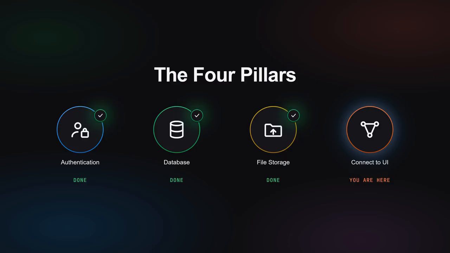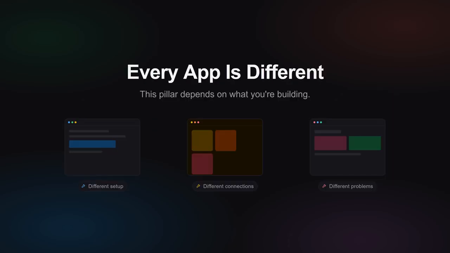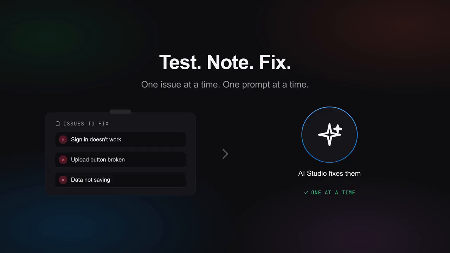We've now arrived at the last pillar, which is connecting everything to the UI. And this one is a little different from the first 3 because it's not something you just toggle on and it works. It changes depending on what you're building. Every app is different, and the things that need to be connected and the problems you might run into will vary depending on your project. But here's the general idea for how this works with any project.